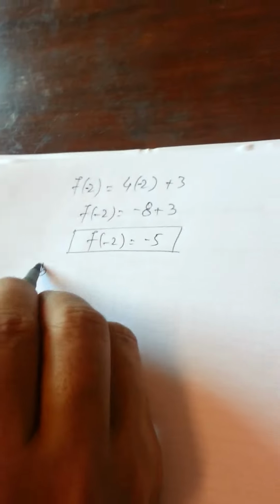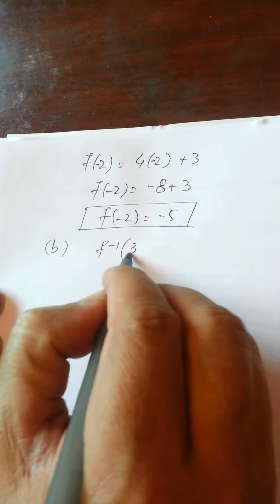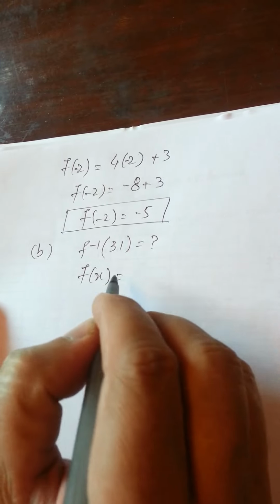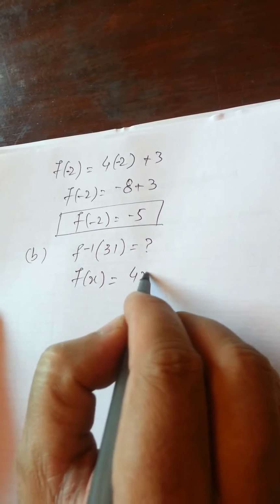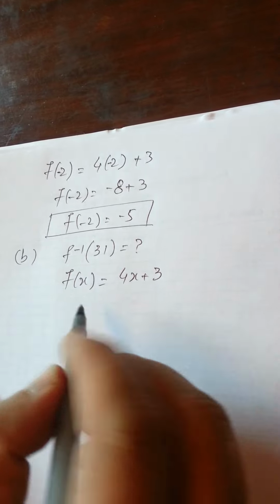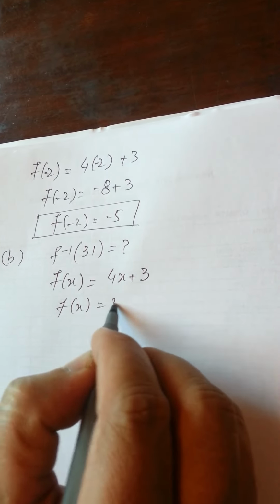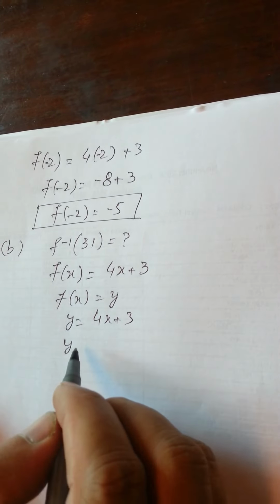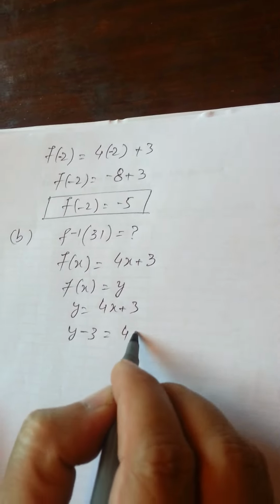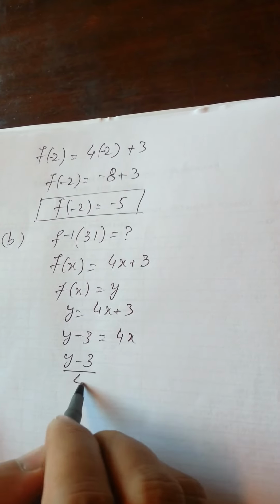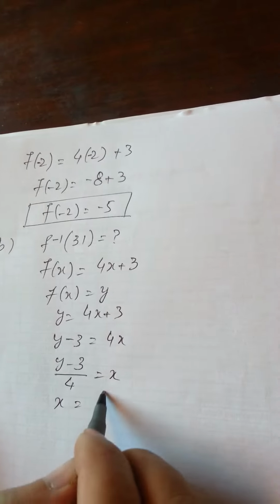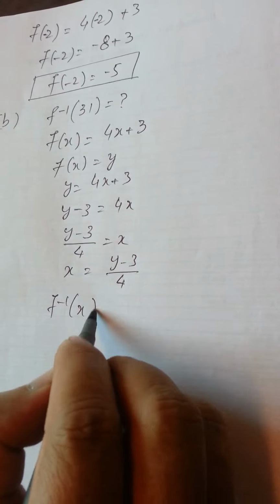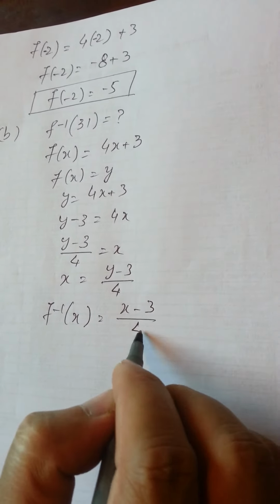Now part B. F inverse of 31 is equal to question mark. So we have the given function f of x is equal to 4x plus 3. First of all, find the inverse of this function. So f of x is equal to y. y is equal to 4x plus 3, and y minus 3 is equal to 4x. (y minus 3) upon 4 is equal to x. So x is equal to (y minus 3) upon 4. This is the inverse function. F inverse of x is equal to (x minus 3) upon 4.